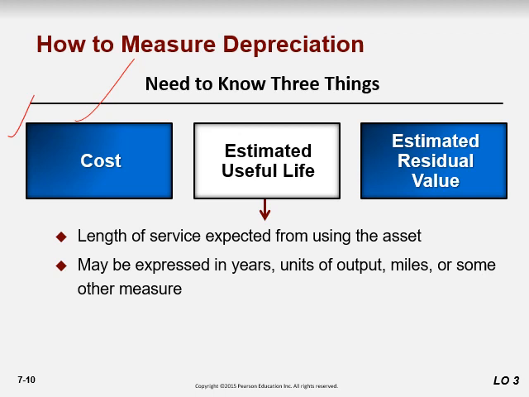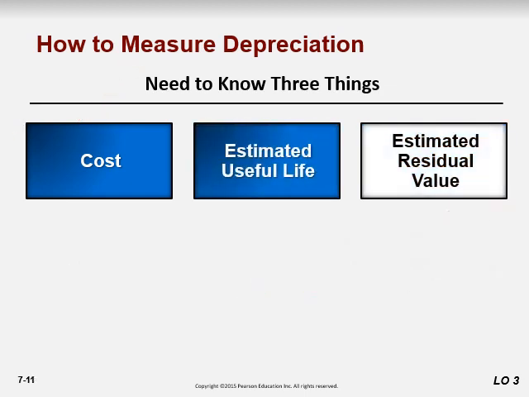And then the estimated life, which is the length of service expected from using the asset. It can be expressed in terms of years, or in terms of output, for example that this plant is going to produce 2 million or 3 million units, right? Also in miles, for example for trucks, or some other measure, you can use that.